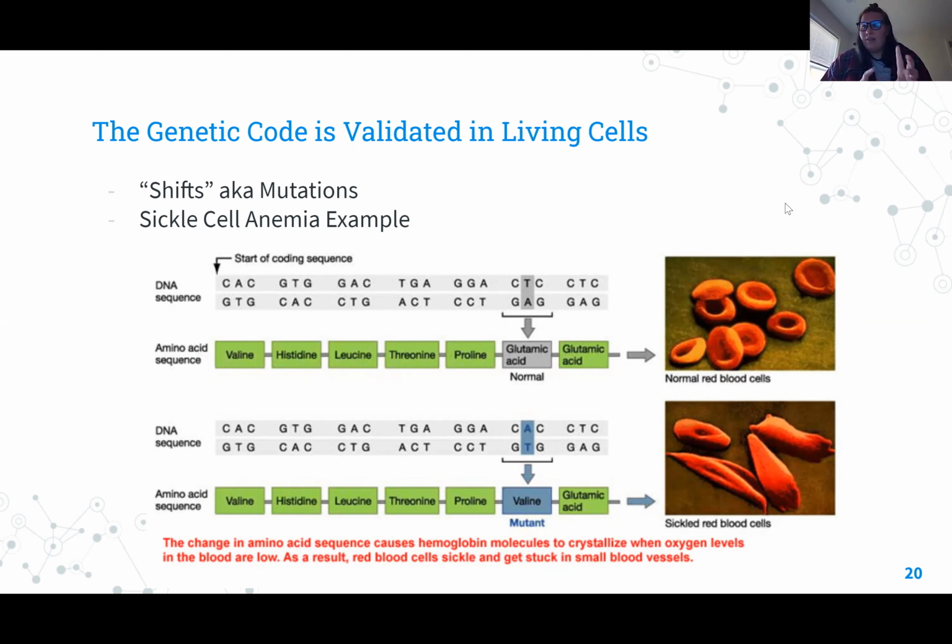That is why, fun fact, the NCAA makes all athletes either be tested for sickle cell anemia or sign a waiver, because this can become a really big problem when you're working out, which is a situation where you're low on oxygen.